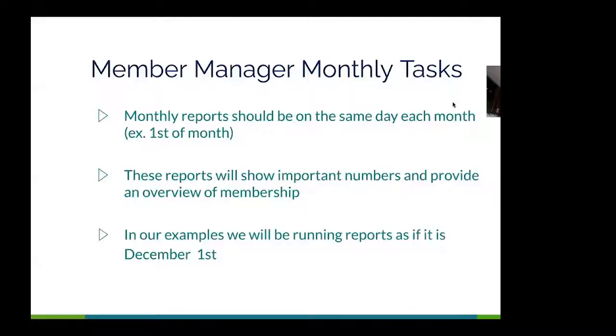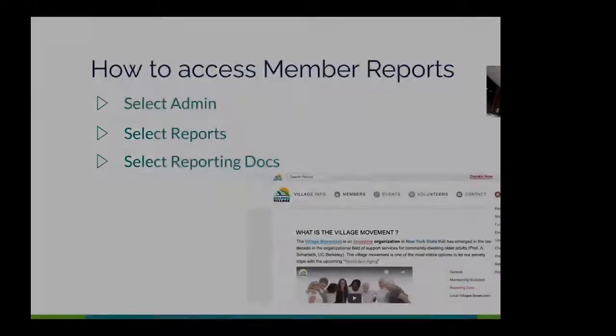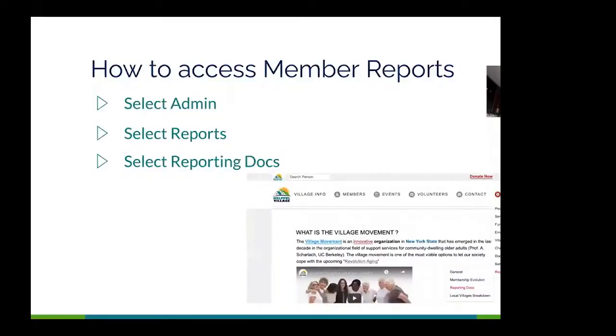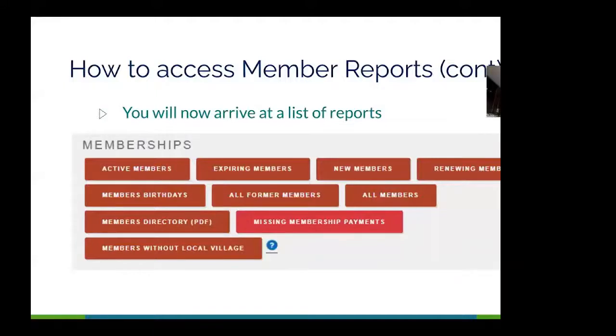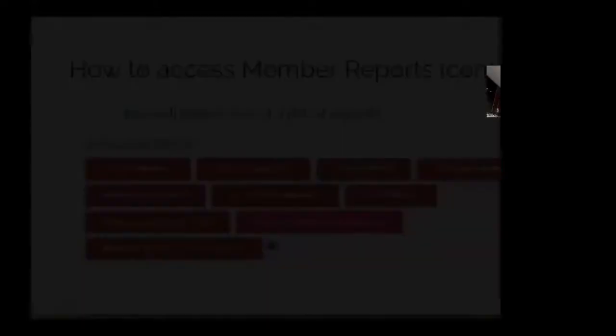Basically, step by step, very easily: it's the first of the month, and we want to run the reports. So what you need to do is log into the platform, and then on the menu you select the admin option, you select reports, and then you select reporting docs, as you can see. And then it's going to show you the reporting docs page that contains all these membership reports, contains reports for other things, but if you're a member manager, you're interested in these reports.